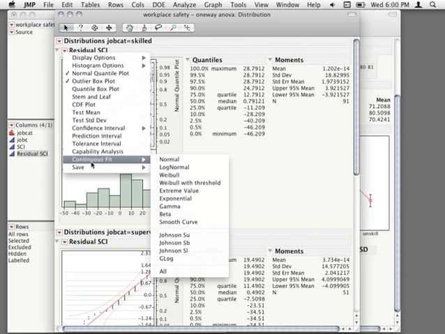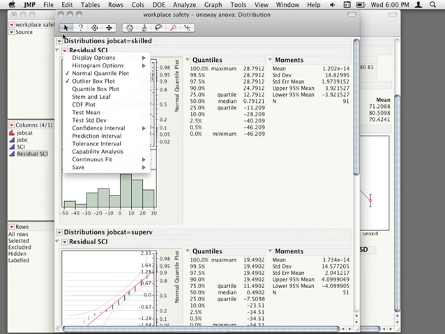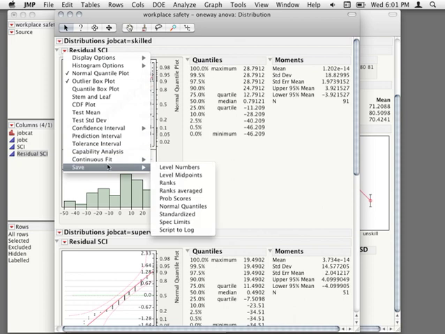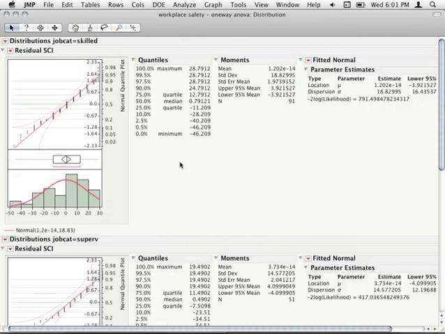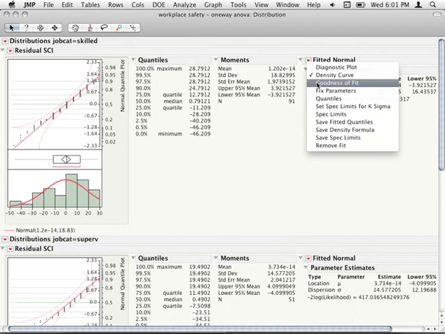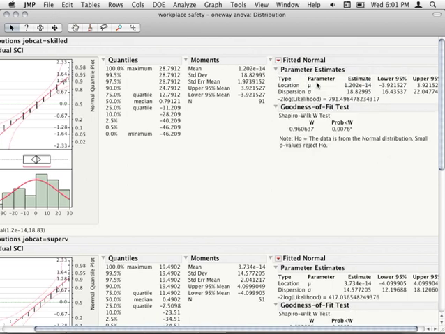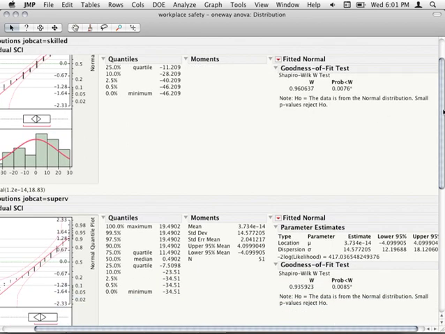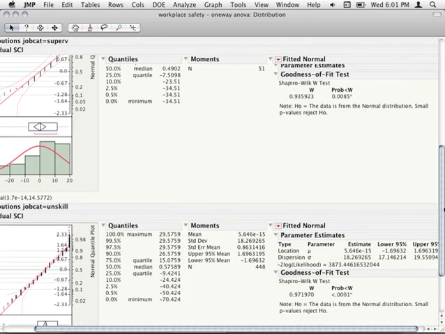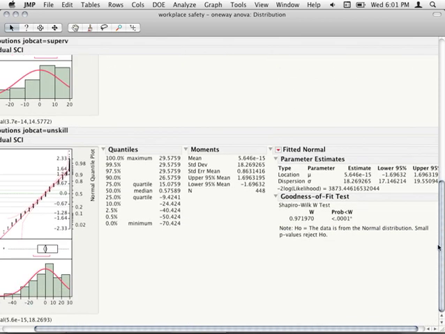So again, under Continuous Fit, and I'm holding down Command first before I click it, or Control if you're on a PC, Continuous Fit and Fit Normal. And then still holding down Command under that Fitted Normal, request that goodness of fit test. And what you're almost certainly going to find in each of these groups is that we have evidence that those errors are not normally distributed.